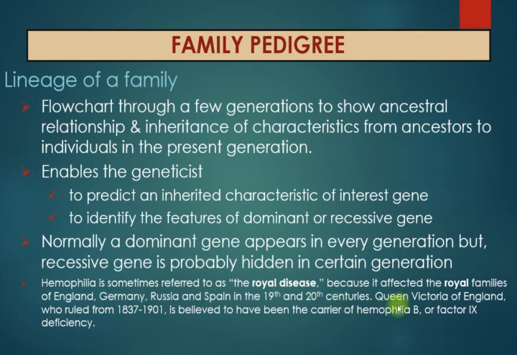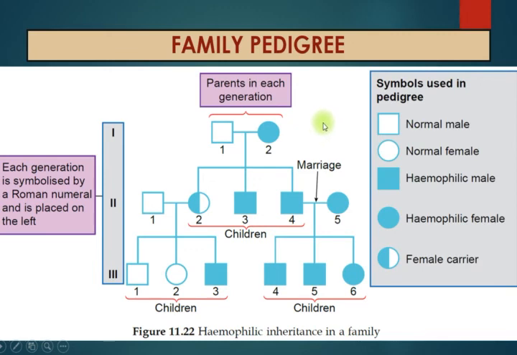Queen Victoria of England, who ruled from 1837 until 1901, is believed to have been the carrier of hemophilia B, or factor 9 deficiency. Sorry, factor 9. So this is an example of a family pedigree.